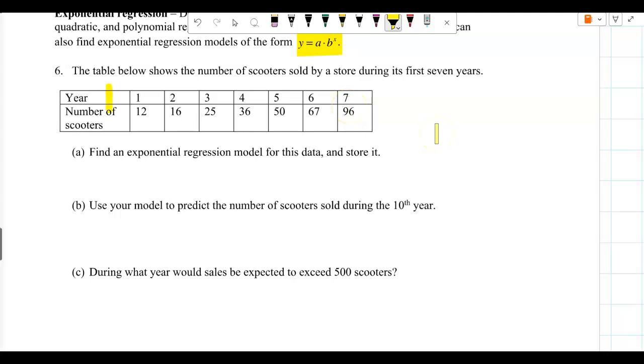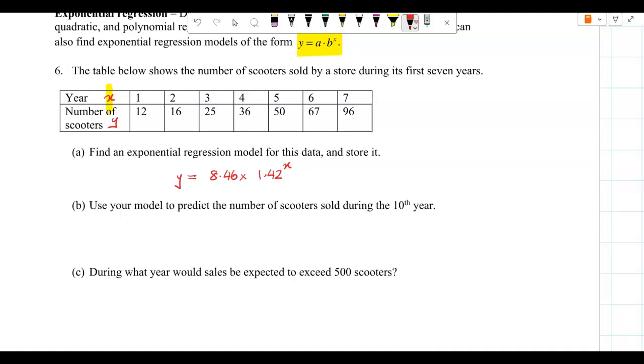If you call this x, you call this y. You took the spreadsheet, put in x, put in y, and then you took menu and went to regression, an exponential regression. So you get y is equal to what did you get? 8.46 times b. What's your b? 1.41885, so 1.42, raised to x.